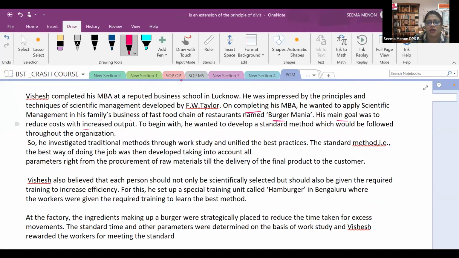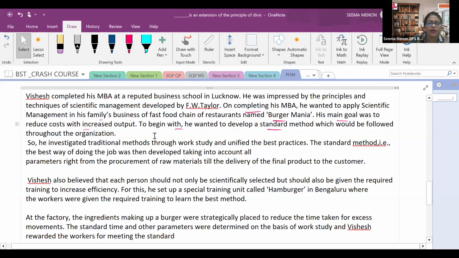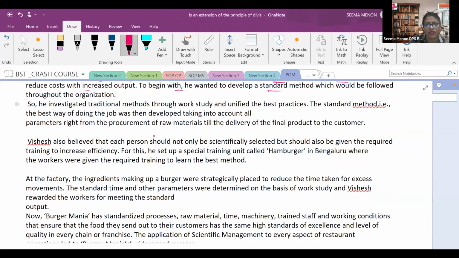I hope you are clear up to this. To begin with, he wanted to develop a standard method, which would be followed throughout the organization. There comes the standard method. So he investigated the traditional method through work study and unified the best practices with less cost. All this we just now discussed. The standard method means the best way of doing the job. The best way, we also just now discussed. It is a keyword for method study.